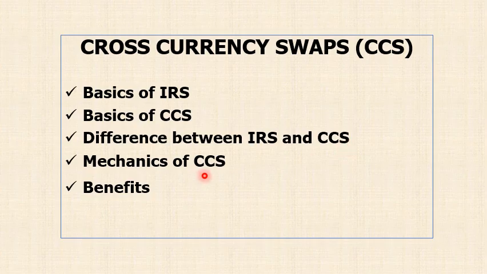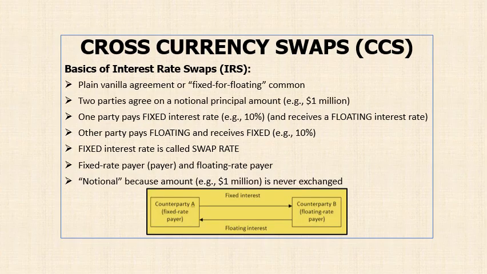So let's get going. Before we discuss cross-currency swaps or CCS, let's look at the plain vanilla interest rate swap, IRS. In a plain vanilla IRS, two parties agree on a notional principal amount. One party pays to the other a fixed interest rate, say 10%, and receives a floating interest rate from the other party. The fixed interest rate is called the swap rate. The agreed amount is the notional amount because the amount is not exchanged initially or repaid at maturity. This amount is never exchanged. It is just used for calculation of cash flows. By convention, the party that pays the fixed rate in the fixed for floating swap is called a payer.